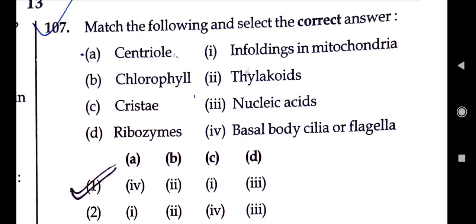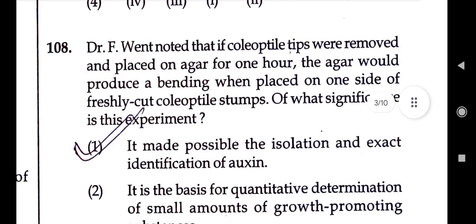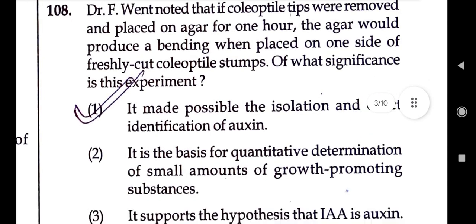Okay, students, that was question number 107. Now question number 108. Look at the question, students, carefully. F. W. Went noted that if coleoptile tips were removed and placed on agar for 1 hour, the agar would produce a bending when placed on one side of freshly cut coleoptile stems. Of what significance is this experiment? So option 1 is the correct option. It made possible the isolation and exact identification of the auxin. Students, it made possible the isolation and exact identification of the auxin. So option 1 is the correct option.